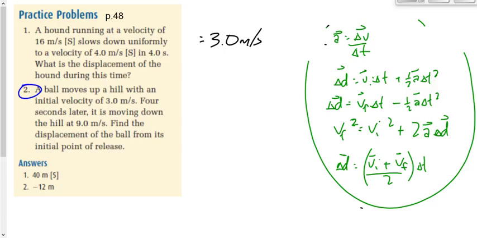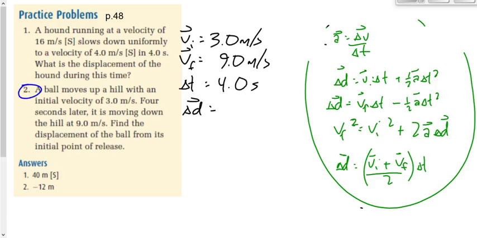That's going to be what? VI, yeah. VI is 3 meters per second, good. What is this 9 meters per second thing? That's VF. Good. We don't have anything else, do we? Oh, we have time. That's right, 4 seconds. T is 4.0 seconds, and we're looking for the displacement, right?